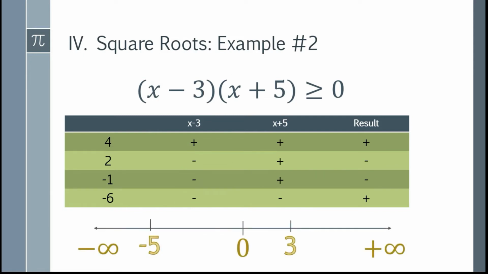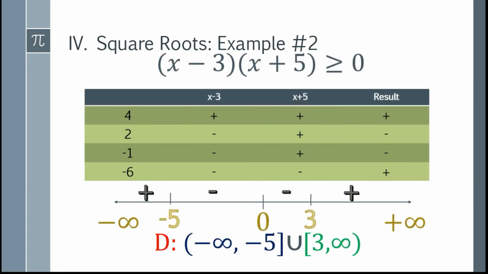So here's our number line, and we're going to look at the positive first. 4 is in between 3 and positive infinity, so this is plus. 2 is between 0 and 3, that's negative. Negative 1 is between negative 5 and 0, that's negative here. And negative 6 is between negative infinity and negative 5, so that's positive. We only want the positive values. So let's check.